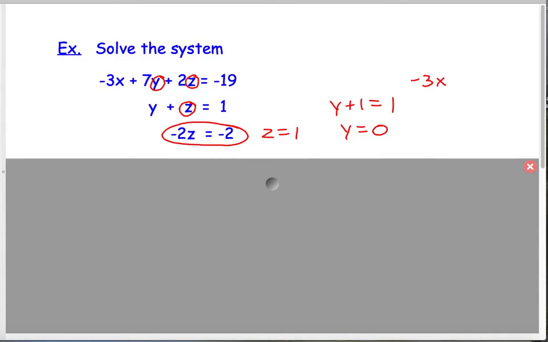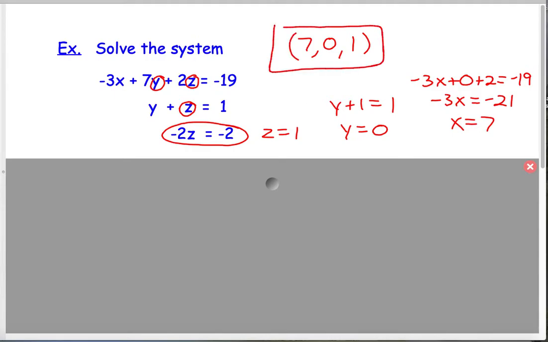Negative 3x plus 0 plus 2 is equal to negative 19. So negative 3x equals negative 21. So x is equal to 7. So if I'm writing this as an ordered triple, I would write 7, 0, 1. And that's the solution to that system of equations.